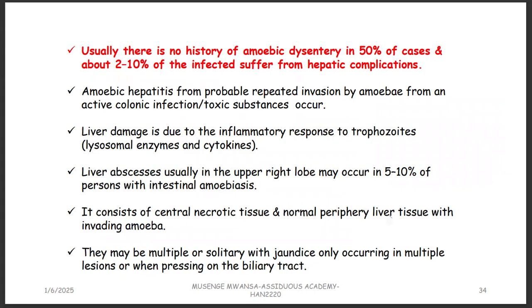So sometimes someone can have no history of amoebic dysentery, like they don't have the involvement of the intestine. There's no history that they had involvement of the intestines, but now they have got liver amoebic hepatic dysentery. So that can also happen.